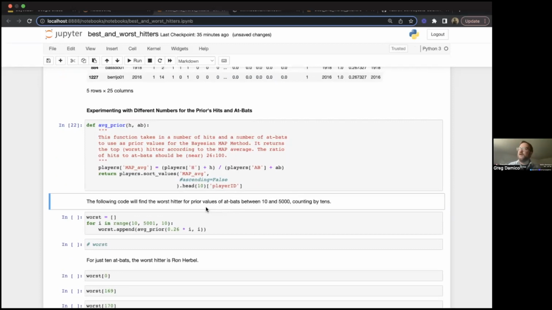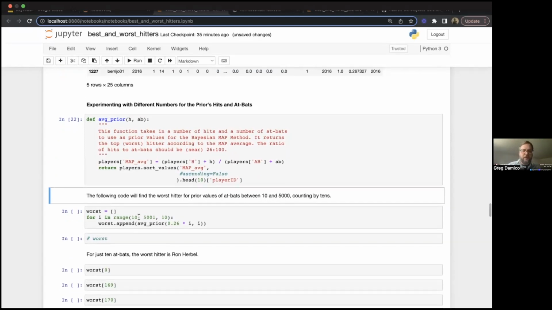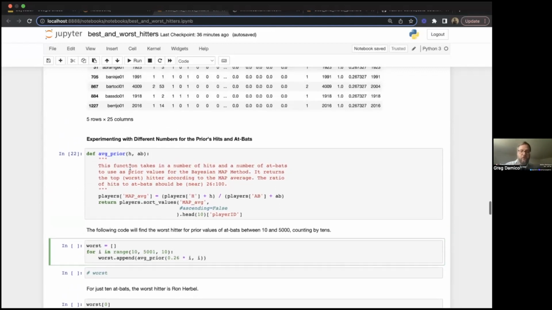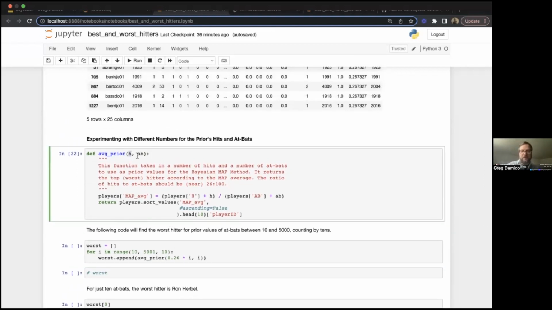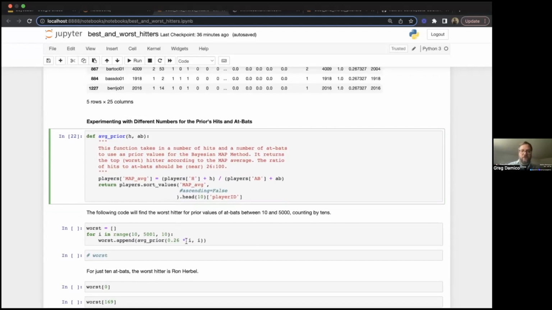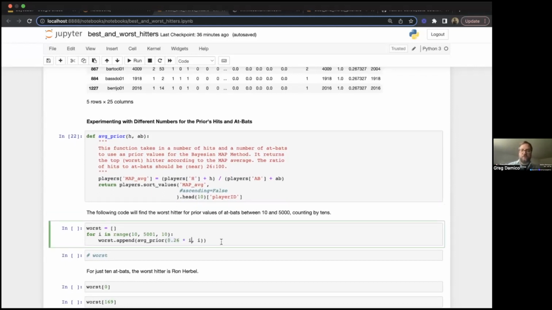So I'm going to say, all right, well, let's look at at-bats that start at 10 and go all the way up to 5,000, counting by tens. Right? So we'll try 10 at-bats, we'll try 20 at-bats, we'll try 30 at-bats, all the way up to 5,000 at-bats. And what am I going to choose for my number of hits? Well, of course, I'm just going to take that at-bat number and multiply by 0.26.